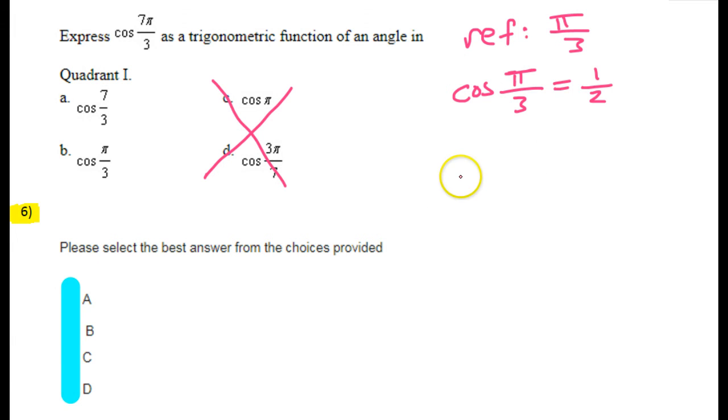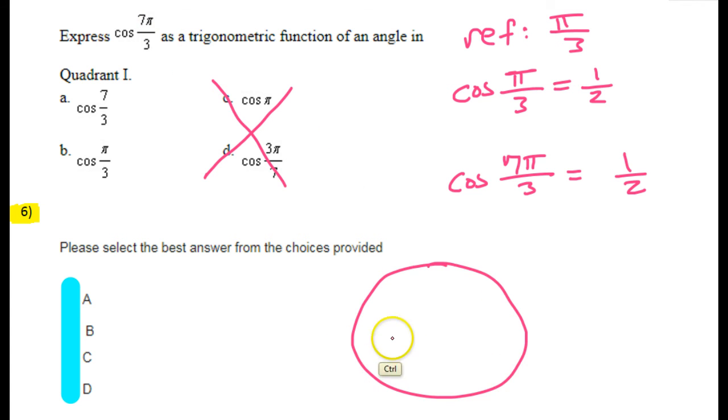And the thing is, the cosine of any angle that has a reference angle of pi over 3 will also be 1/2, except for one thing. So the cosine of 7 pi over 3 is also going to equal 1/2, except maybe it's positive or maybe it's negative. It depends on the quadrant. So really, we know that 7 pi over 3, okay, let's think about what quadrant that's actually in.